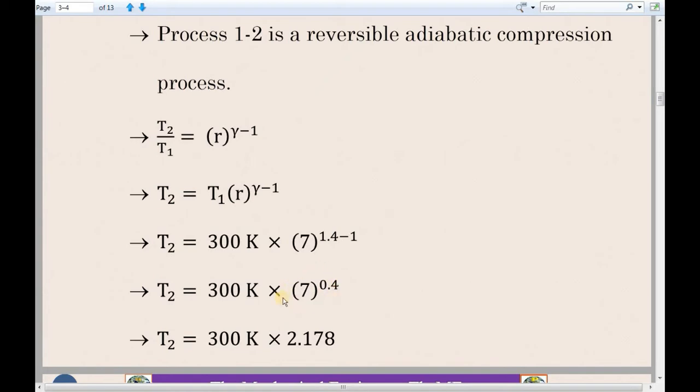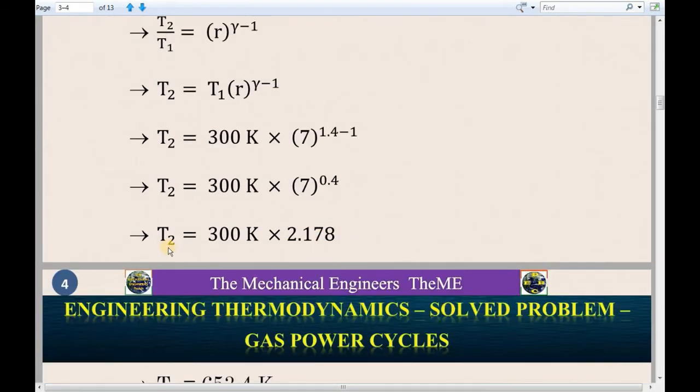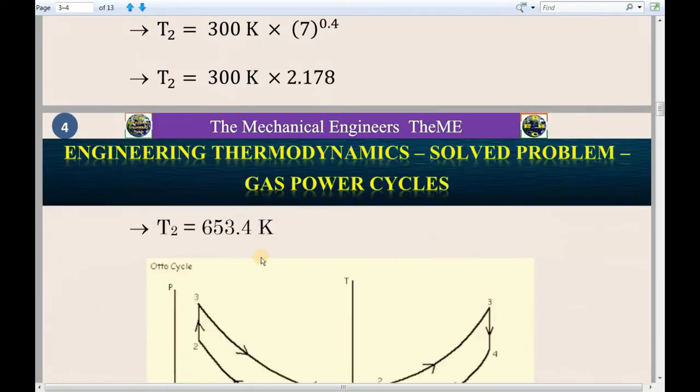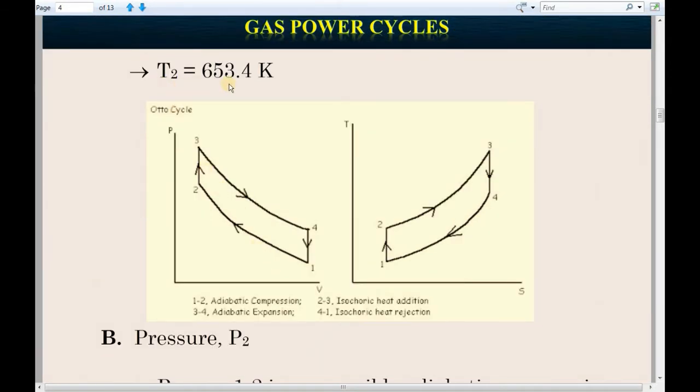Here 7 to the power of 0.4 is 2.178. So the next step will be T2 is equal to 300 Kelvin into 2.178. In this RHS, 300 Kelvin into 2.178 is 653.4 Kelvin. So the next step will be T2 is equal to 653.4 Kelvin, which means temperature at the end of adiabatic compression process 1 to 2 is 653.4 Kelvin.